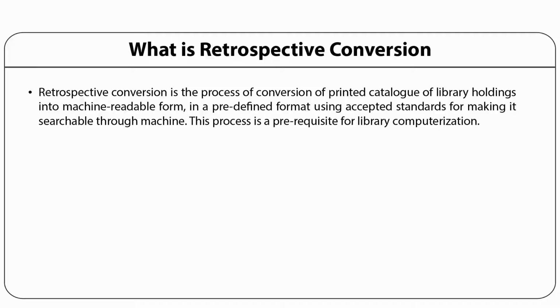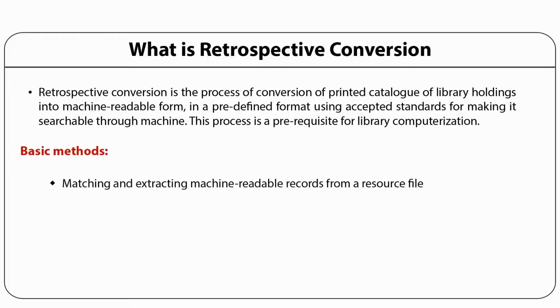Libraries cannot begin online transactions of other functions such as acquisition, cataloging, circulation, OPAC, and serial control, etc., unless and until retrospective conversion is fully done. Retrospective conversion is typically accomplished by one or a combination of two basic methods: matching and extracting machine-readable records from a resource file, or keying records directly into a database.